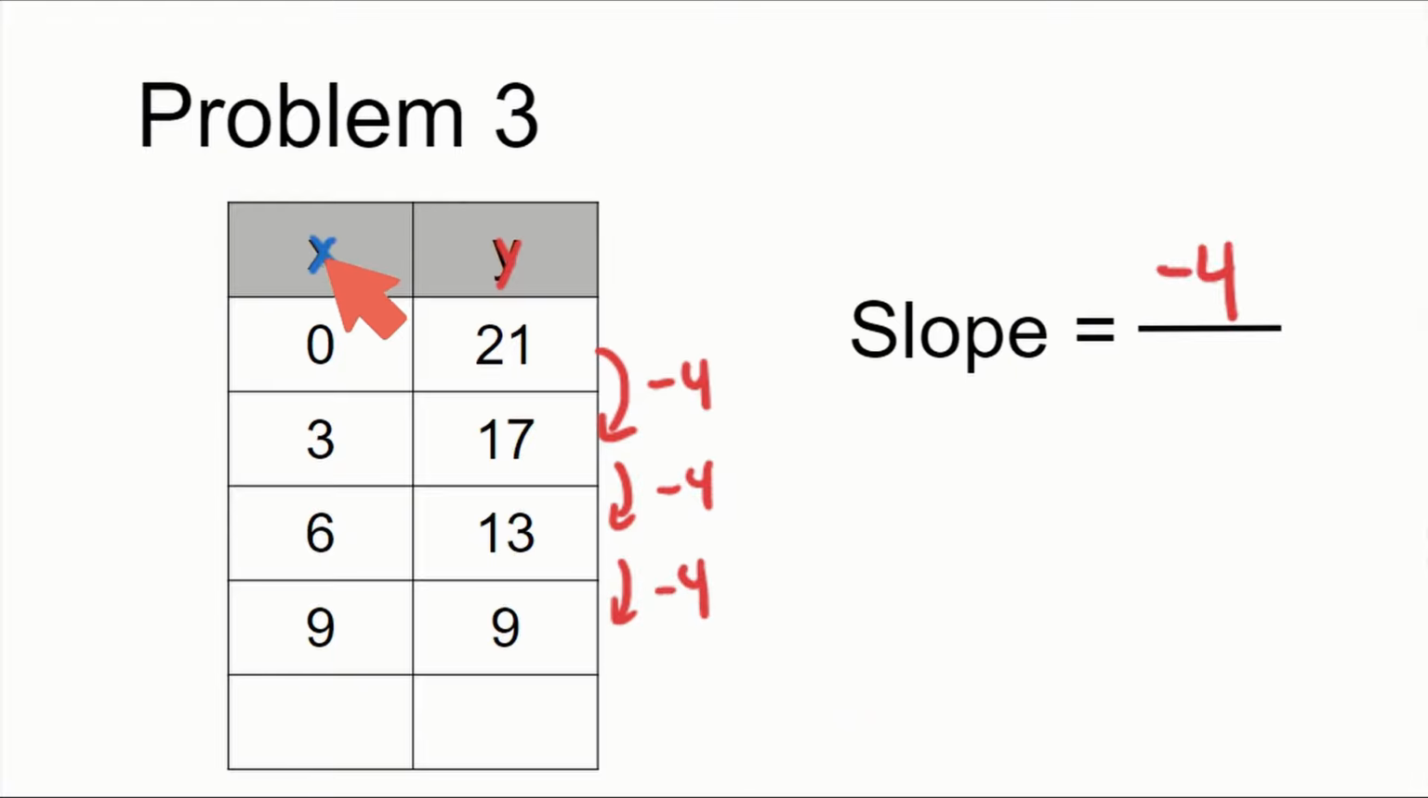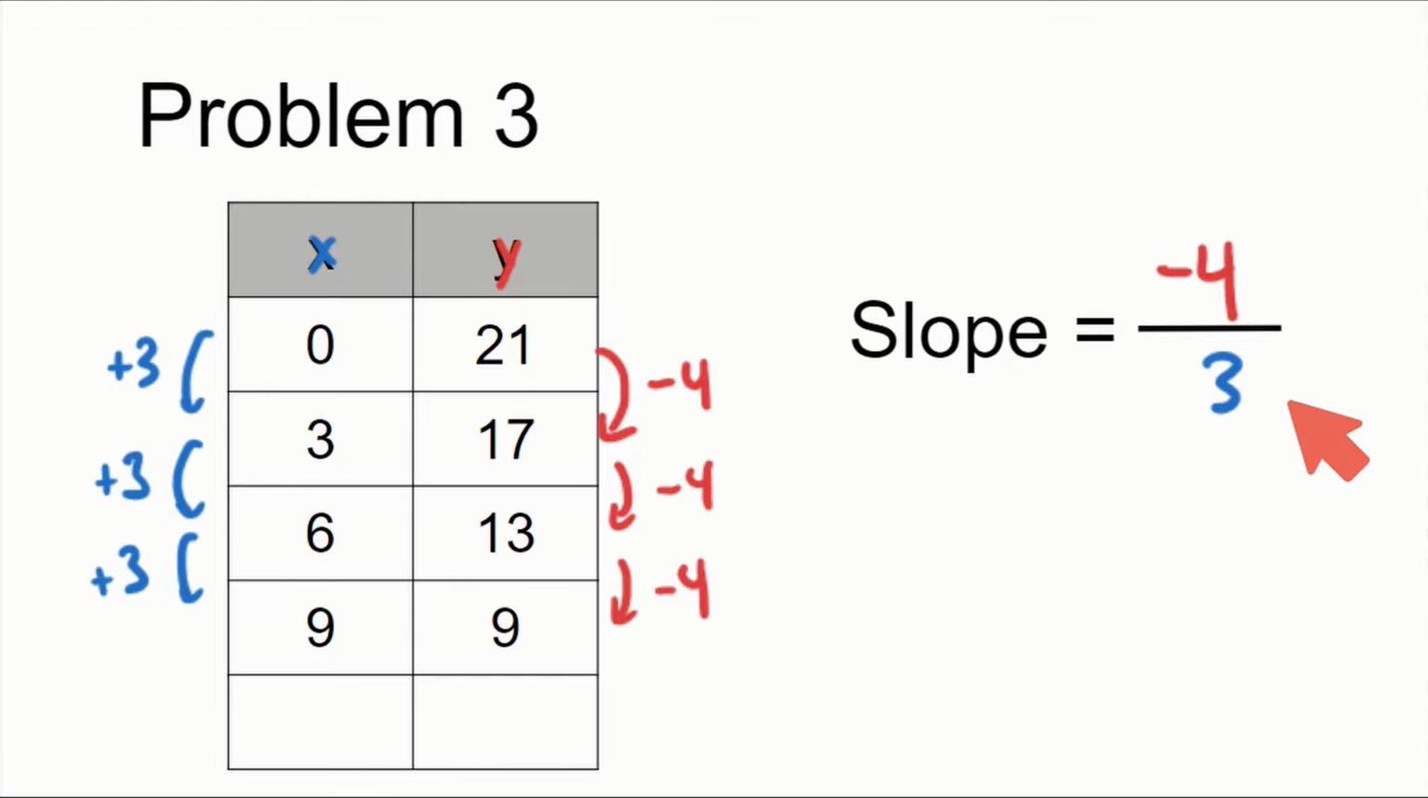Taking a look at our x's, from 0 to 3, that's going to be a change of plus 3. From 3 to 6, that's a change of plus 3. And from 6 to 9, that's going to be a change of plus 3. So my slope is going to be negative 4 over 3.